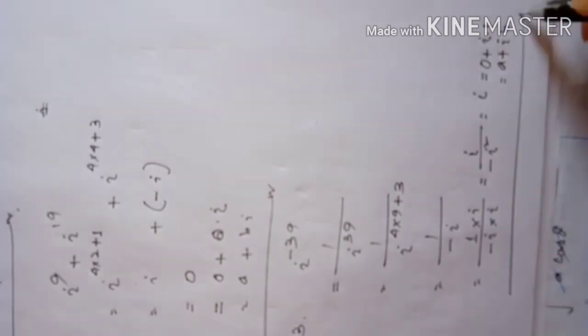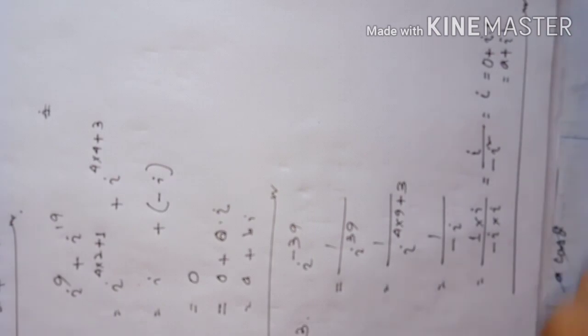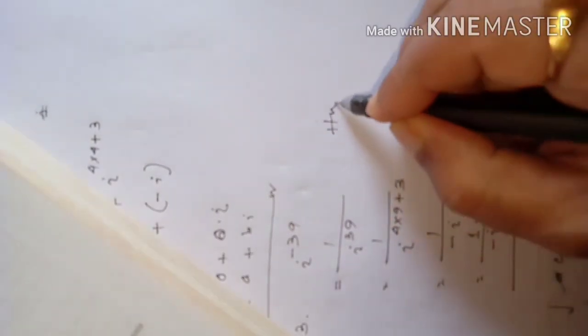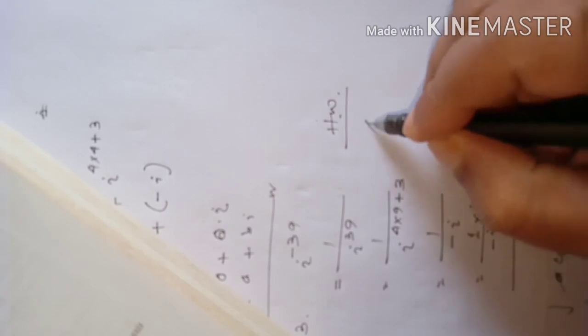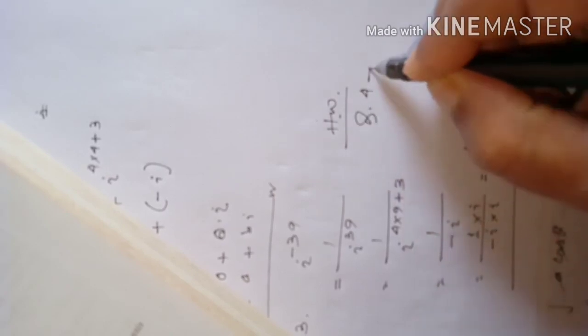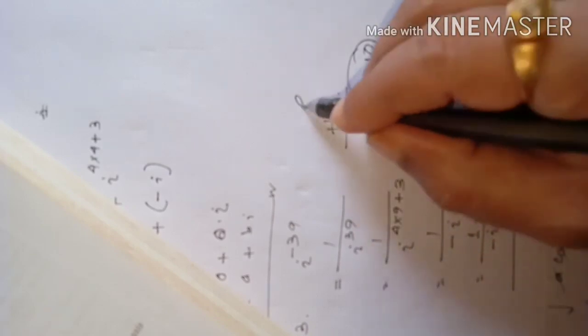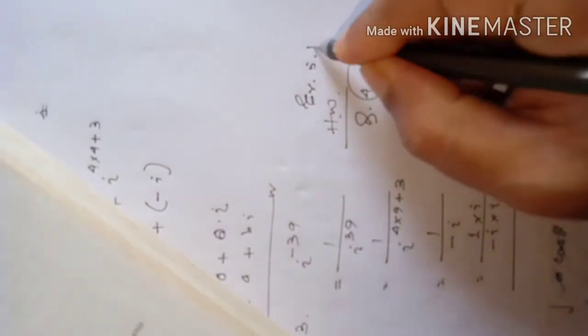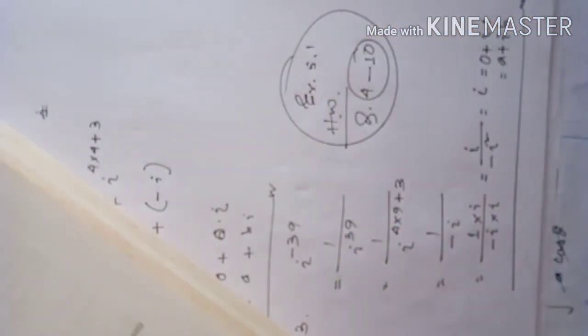Okay, dear students. So like this, you can try the remaining questions. Today your homework will be from question number 4 to question number 10 from exercise 5.1. These questions you try at home and show it to me. Then we will discuss in our next class.